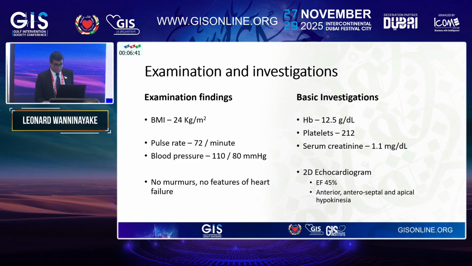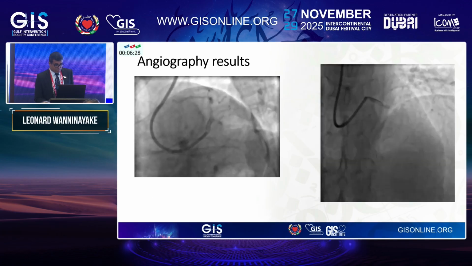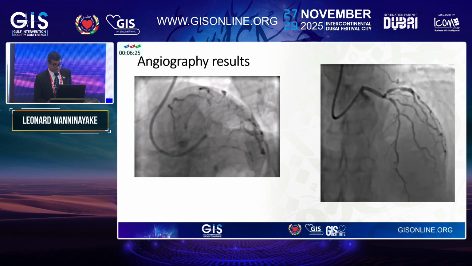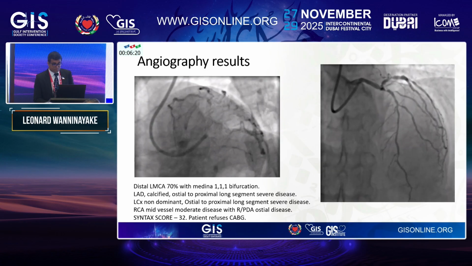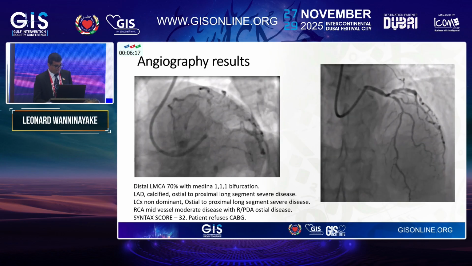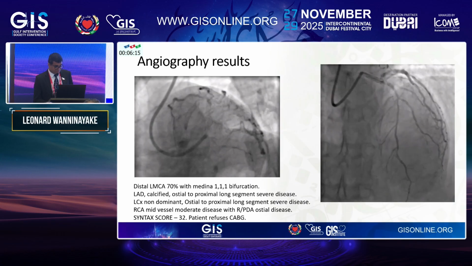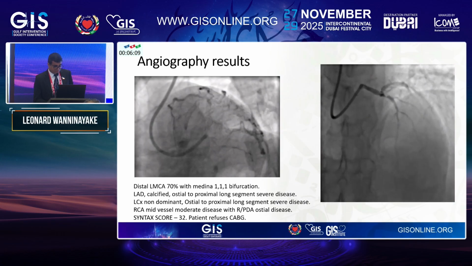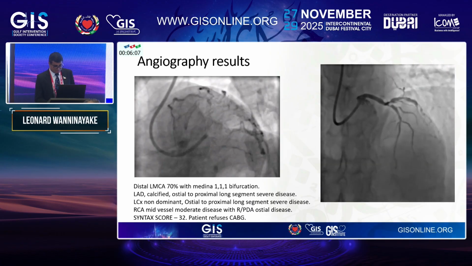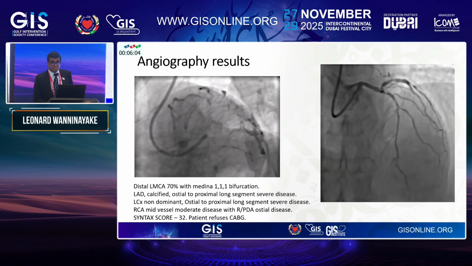Basic investigations were normal, and the echocardiogram showed an EF of 45% with anterior, anteroseptal, and apical hypokinesia compatible with old MI, and the muscle mass was preserved. So we did the angiogram, and as you can see here, there is a bifurcation lesion of the left main, about 70% distally, Medina 1-1-1, with a large circumflex coronary artery and a calcified LAD. RCA images are not displayed, and the total SYNTAX score was 32.